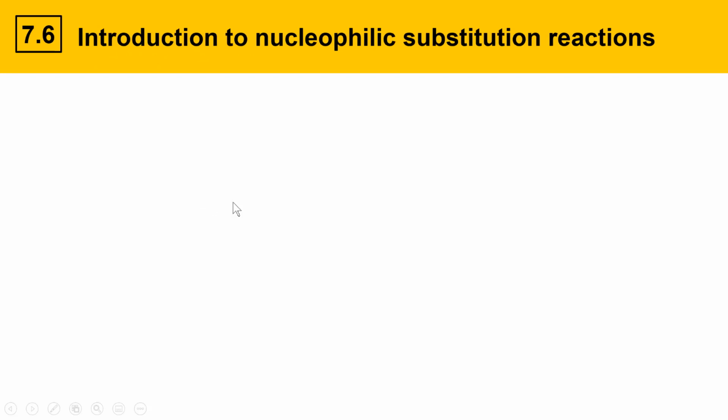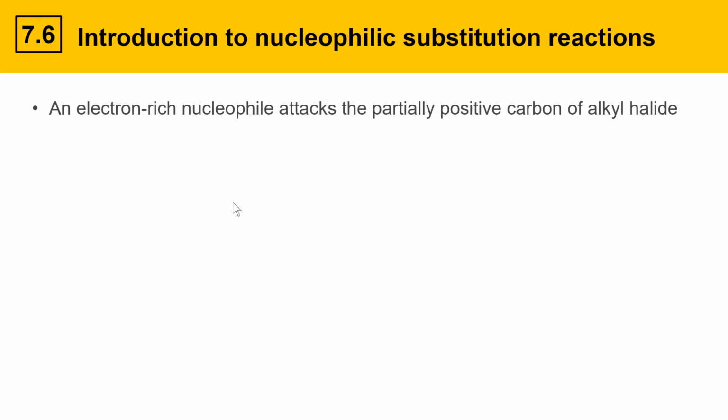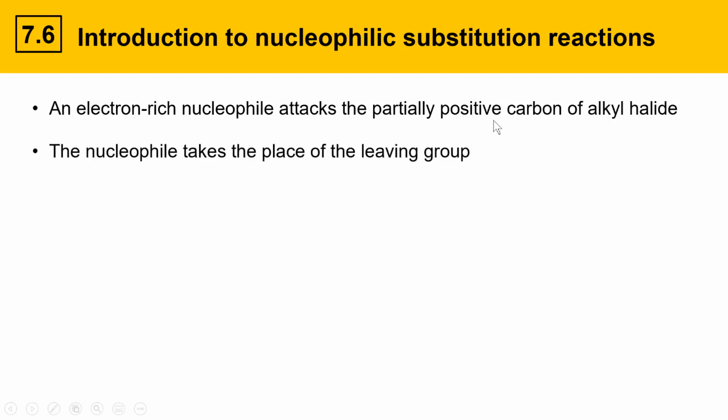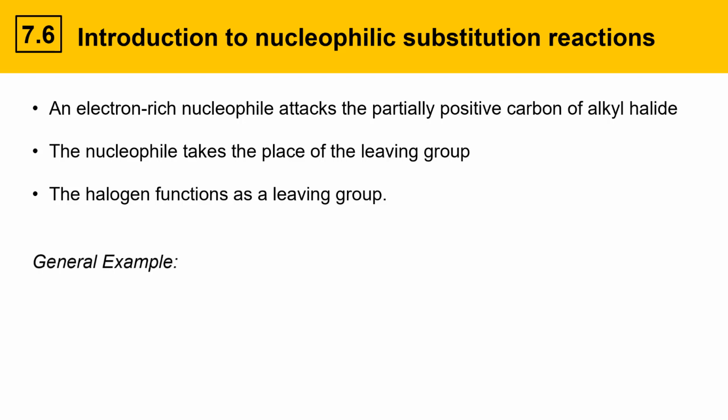This leads us into the next section, which deals with an introduction to nucleophilic substitution reactions. An electron-rich nucleophile likes to attack the partially positive carbon of the alkyl halide. So in substitution reactions, the nucleophile will take the place of the leaving group. The halogen functions as a leaving group. It goes away and gets replaced by the nucleophile. Here's a general example of a substitution reaction.